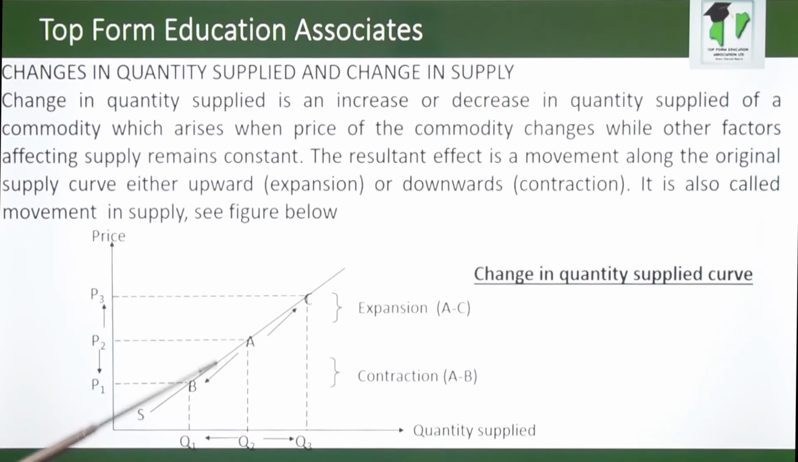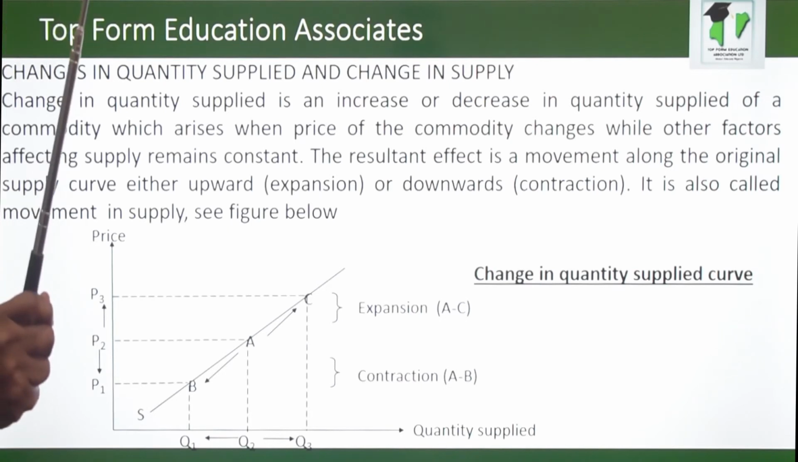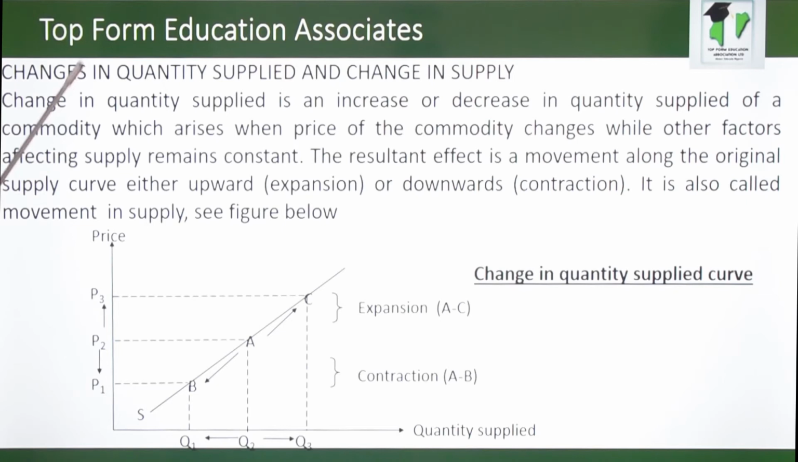So what is the difference between change in quantity supplied and change in supply? Change in quantity supplied, just like we said for change in quantity demanded, is brought about by just one factor, and that factor is a change in the price of the commodity. Once there is a change in quantity supplied, there's a movement along the same supply curve, either upwards or downwards, and other factors affecting supply are held constant. You can see from this table.